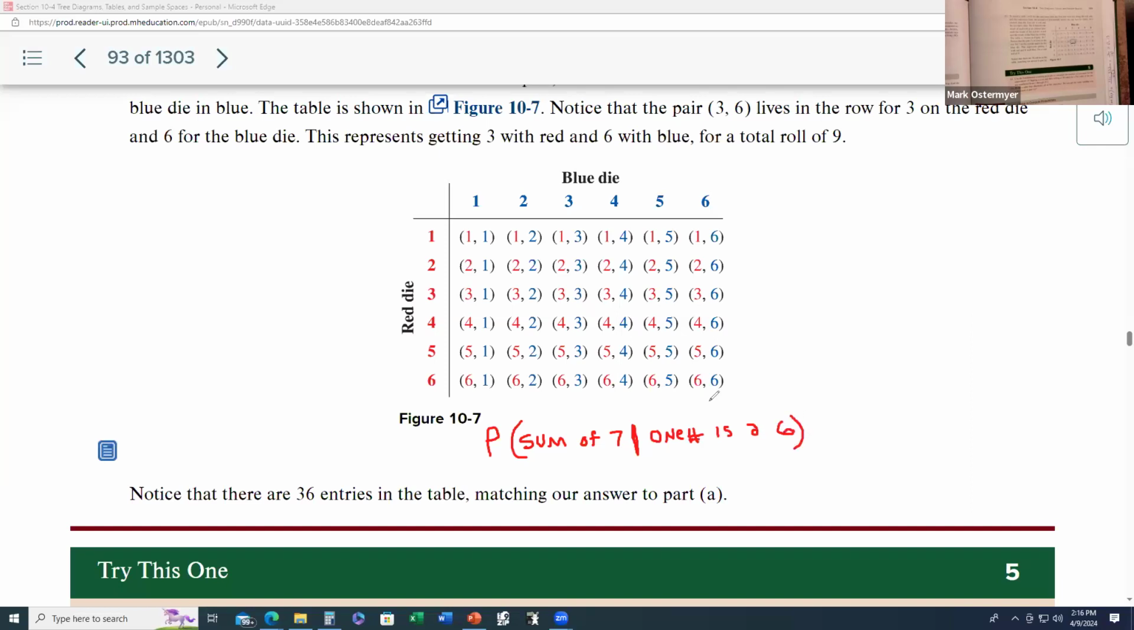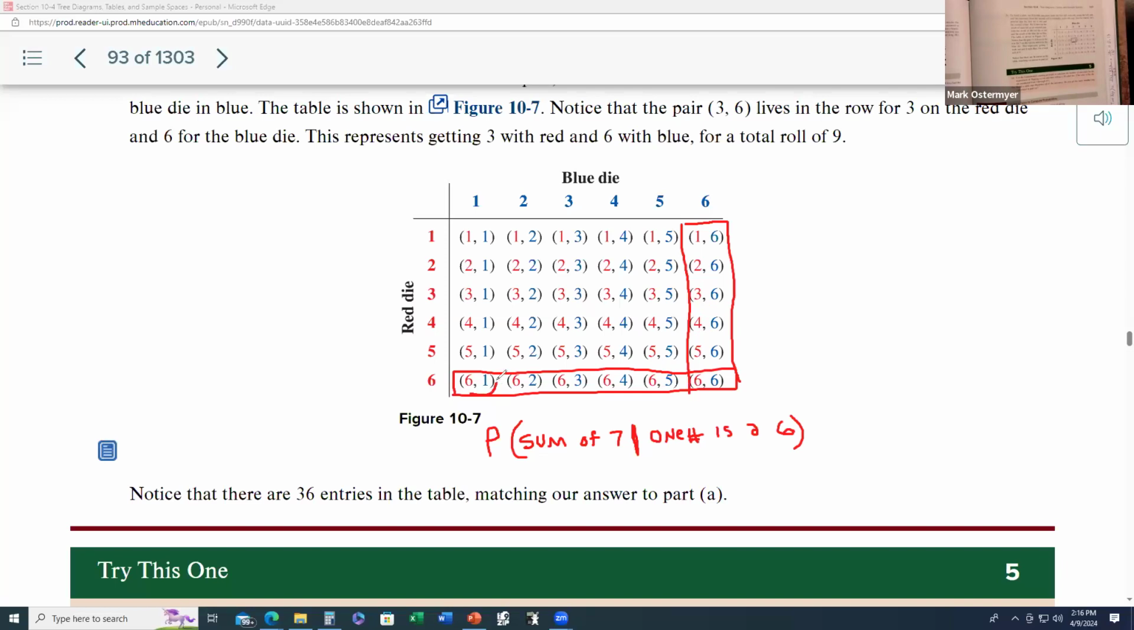So check this out. Given that one of the numbers rolled is a 6, do you agree that locks us into what? This row and what? This column. Do you agree? Isn't that true? Given that one of the numbers rolled is a 6, doesn't that lock us into this row and this column? Now, locked into these row and columns, what is the probability we roll a sum of 7?